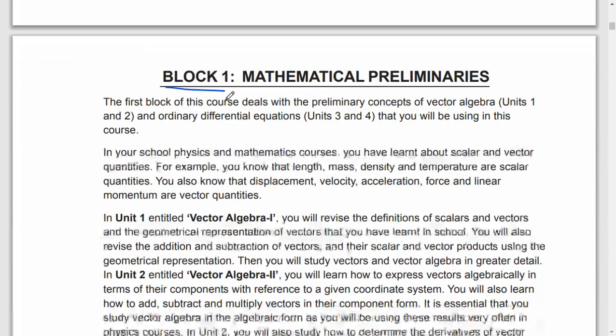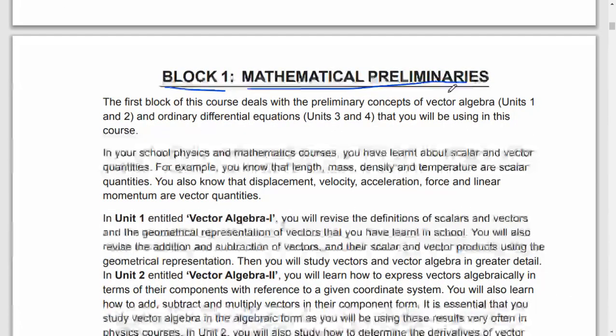Block 1 Mathematical Preliminaries. The first block of this course deals with the preliminary concepts of vector algebra, Unit 1 and 2, and ordinary differential equations, Unit 3 and 4, that you will be using in this course. In your school physics and mathematics course, you have learned about scalar and vector quantities. For example, you know that length, mass, density and temperature are scalar quantities. You also know that displacement, velocity, acceleration, force and linear momentum are vector quantities.